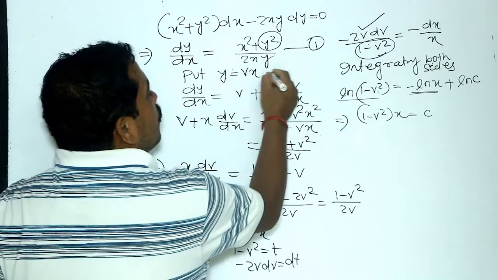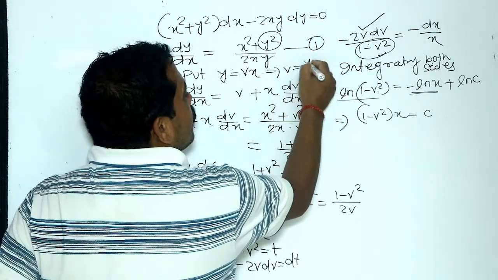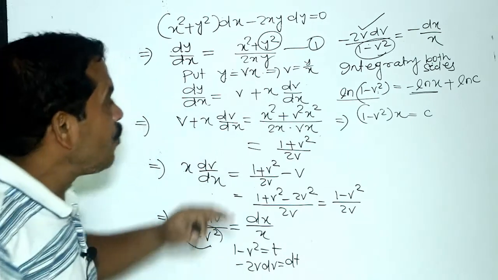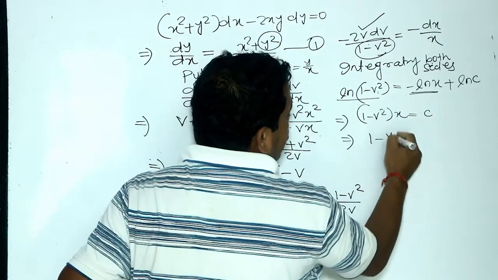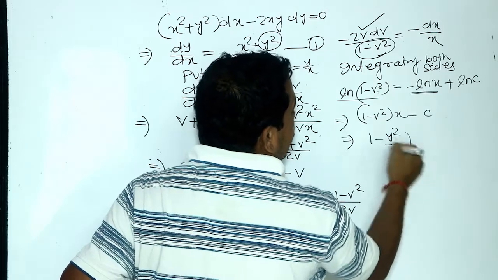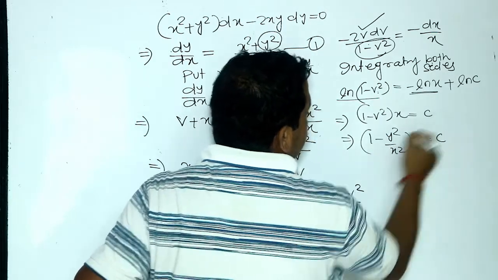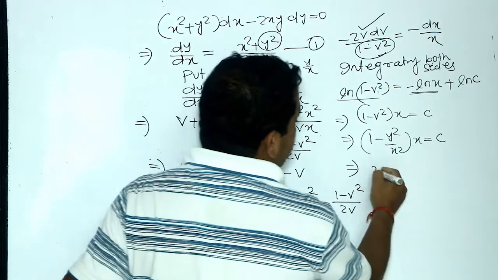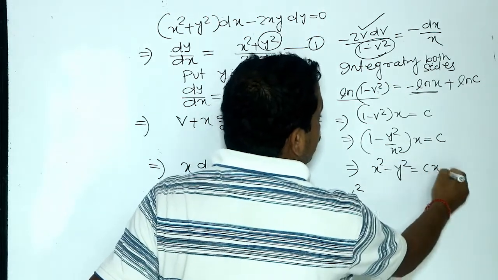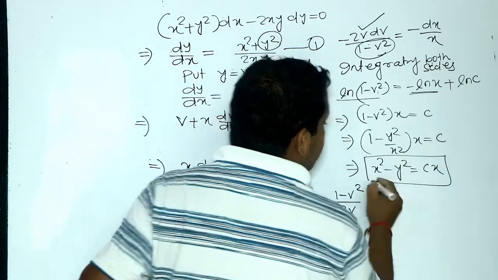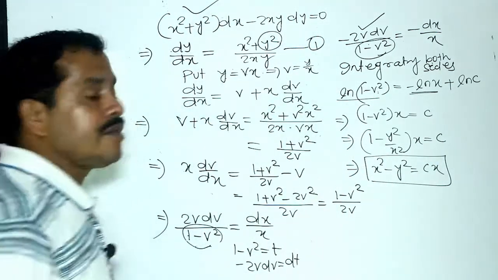Now you have to put v as y by x. If y is equal to vx, then v is equal to y by x. Now we have to put, instead of v square, 1 minus y square by x square into x is equal to c. Then after simplification, which will become x square minus y square is equal to cx. That is the general solution of this differential equation.